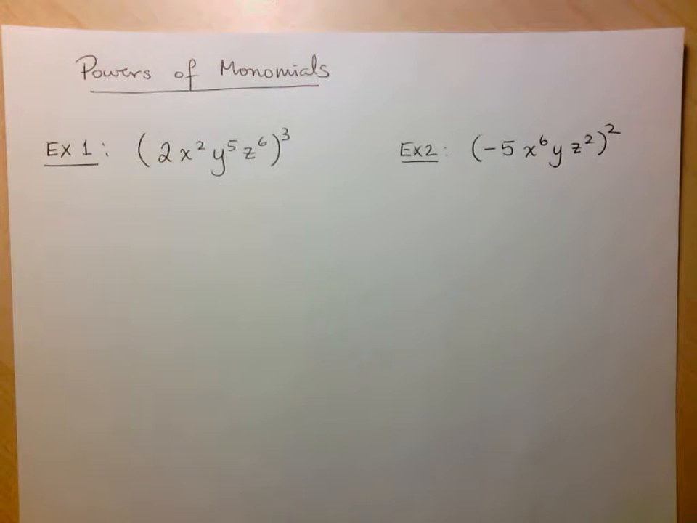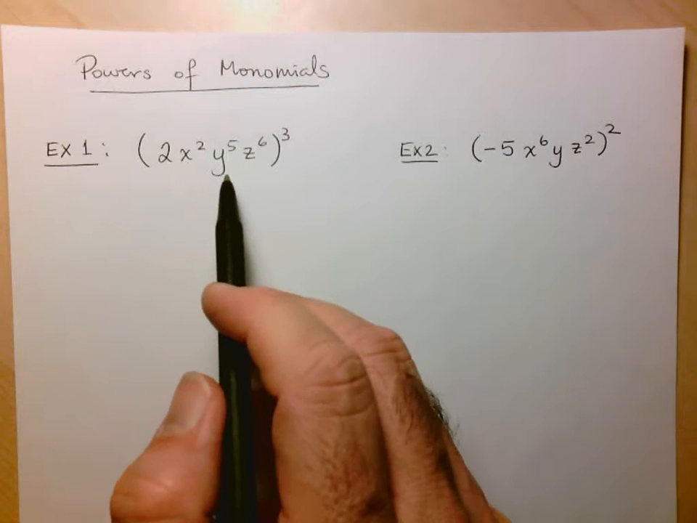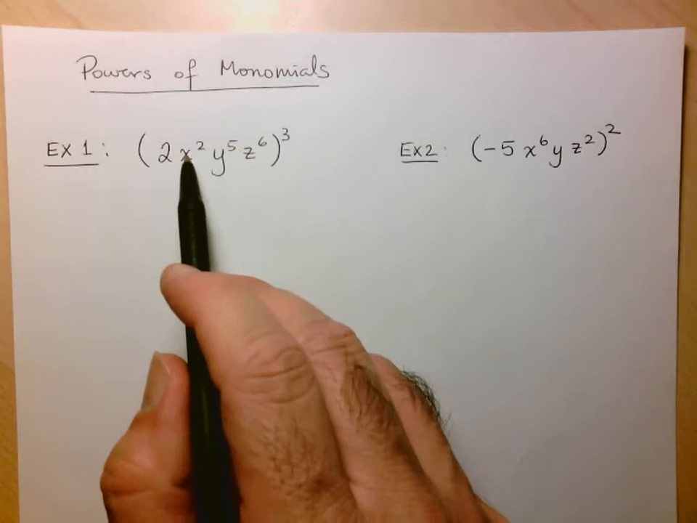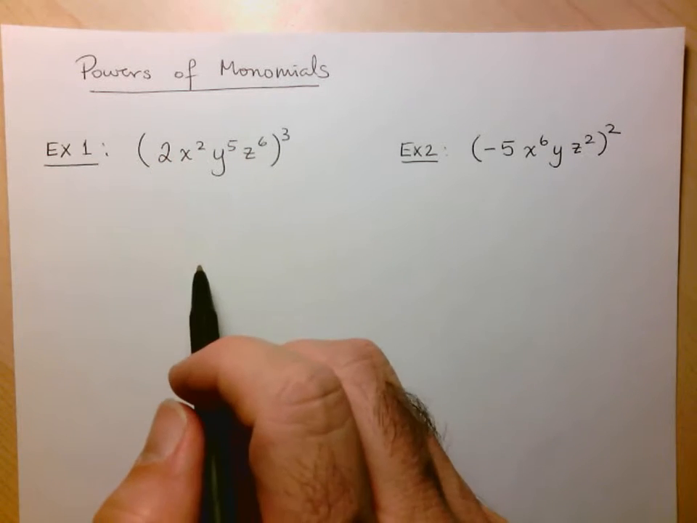Hi folks, we're going to take a look at a couple of examples of finding powers of monomials. So if we take a look at this first example, we have a monomial inside the bracket because it's a product of powers and a number, which we call the coefficient, and it's all taken to the exponent of 3.